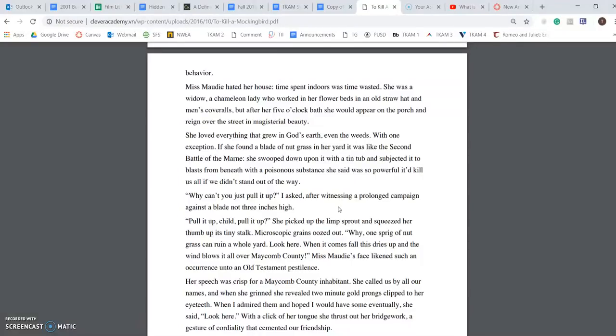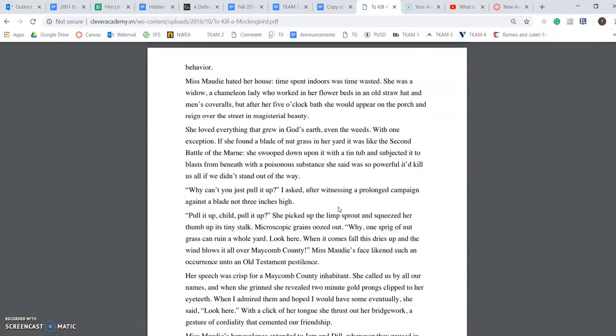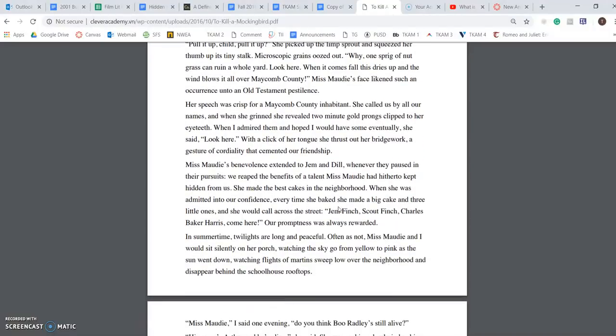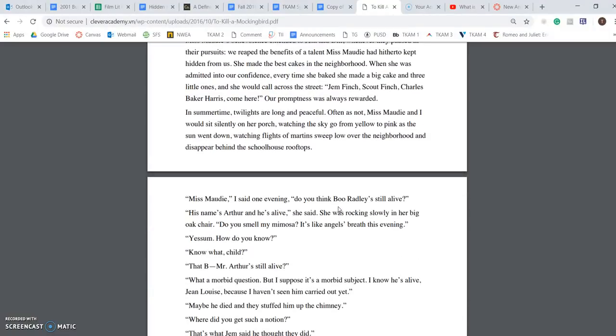Miss Maudie's face likened such an occurrence unto an Old Testament pestilence. And then the topic changes. And they start to talk about Boo Radley.